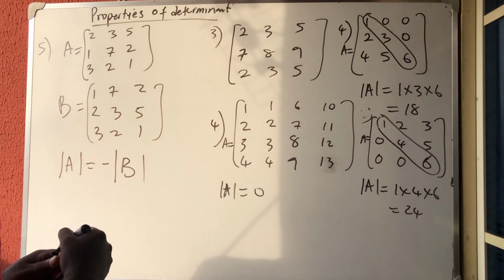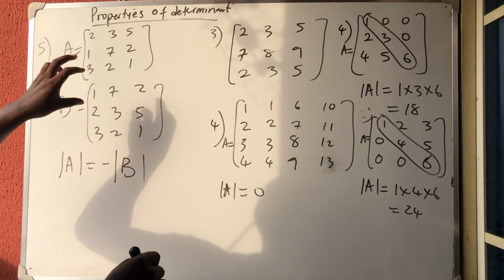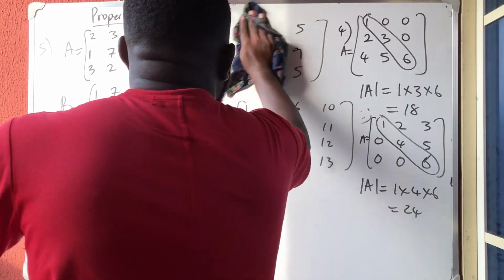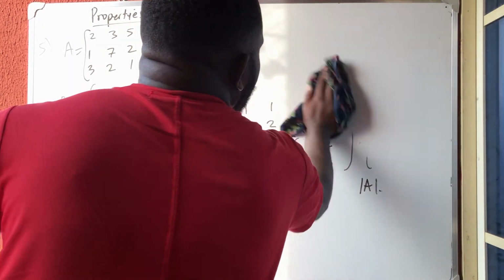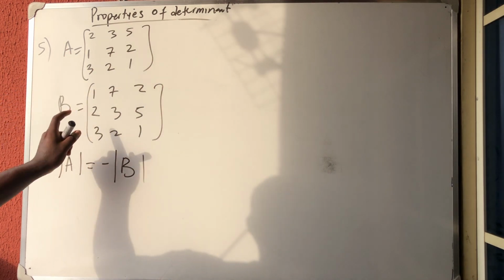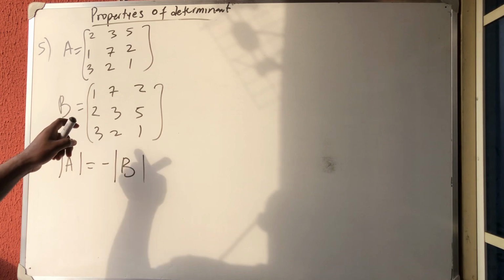So you don't need to solve anything. If you have already gotten the determinant of A and you saw that B is gotten by either interchanging the rows or interchanging the columns, you just know that the determinant will be the negative of it, okay? So if the determinant of A here is -2, the determinant of B is going to be 2. If the determinant of A is 5, the determinant of B will be -5.